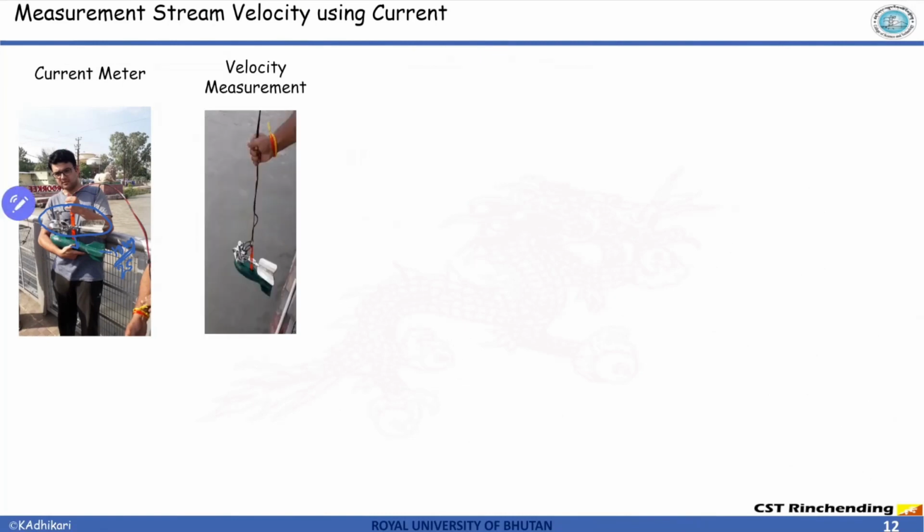So as you can see in this image, you simply have to put your current meter into the water, and along this wire, there is a cable, and this cable has a measure attached to it. Marking is there. So what is the depth at which you have inserted your current meter, you can note from the cable attached there.